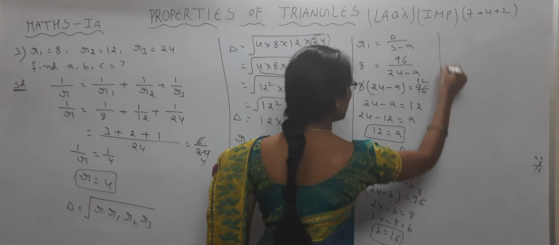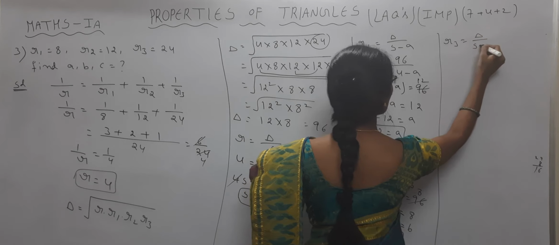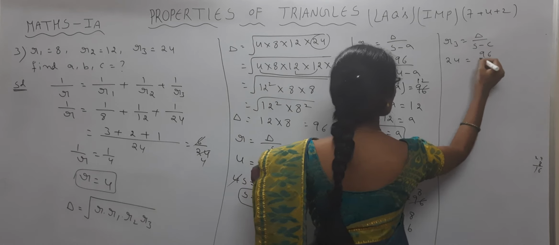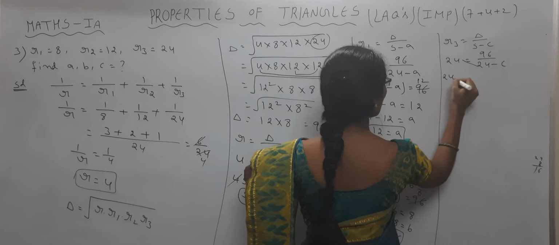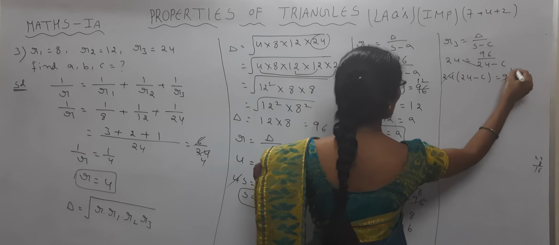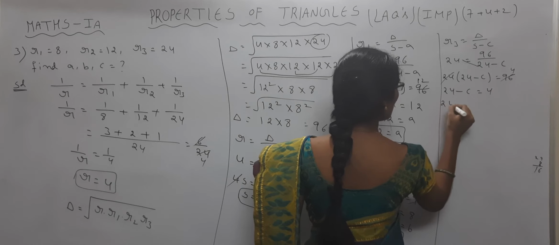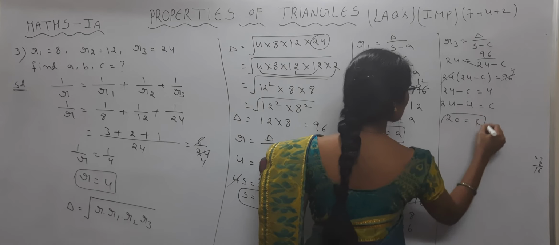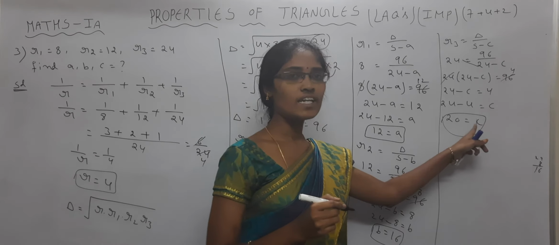Okay. Next, for the C value, R3 is equal to delta by S minus C. What is the R3 value? 24. Delta value is 96, S value is 24 minus C. Cross multiplication: 24 into 24 minus C is equal to 96. 24 fours are 96. So 24 minus C is equal to 4. 24 minus 4 is equal to C. 20 is equal to C. So A value is 12, B value is 16 and C value is 20.